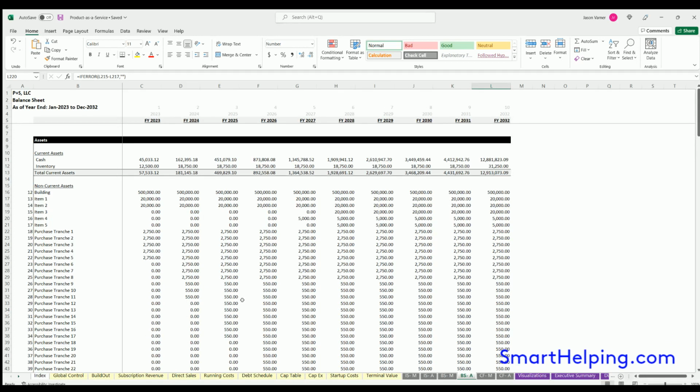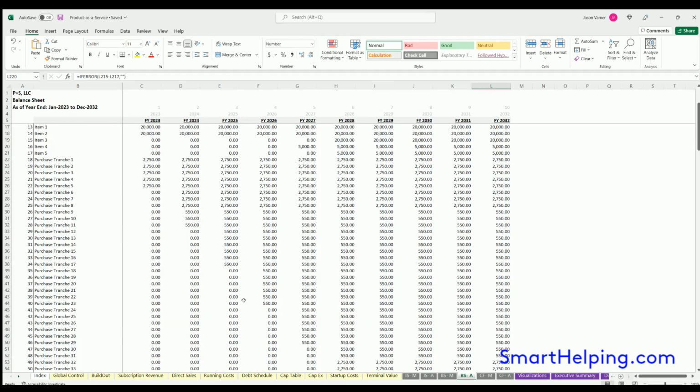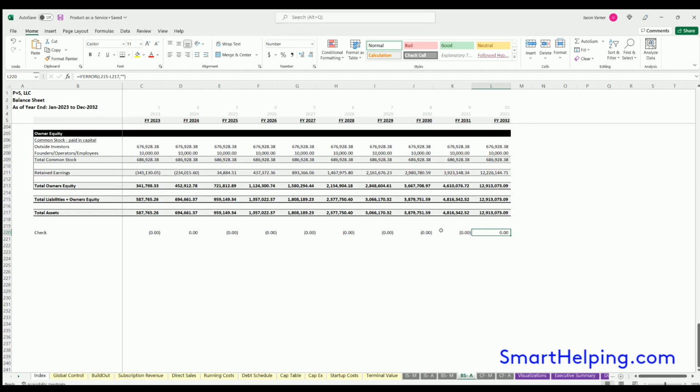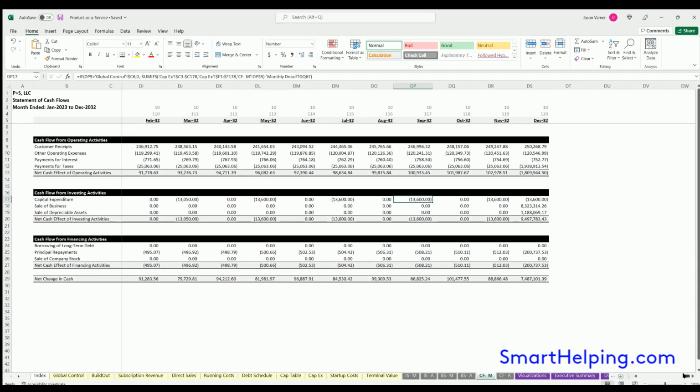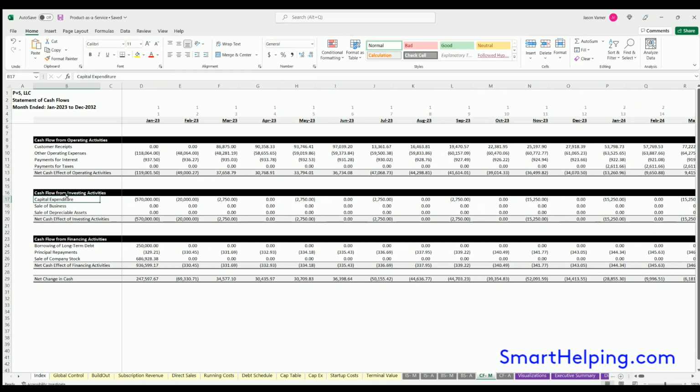Balance sheet annual, same thing, but on an annual basis. Here's a check on those. Cash flow statement, you can see cash flow from operating activities, investing activities, financing activities. We've got our customer receipts, OPEX, payments for interest, tax. Here's our capital expenditure, sale proceeds, sale of depreciable assets, borrowing of debt, principal repayments, sale of company stock coming in.